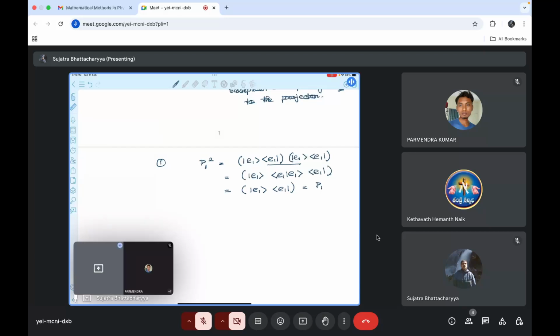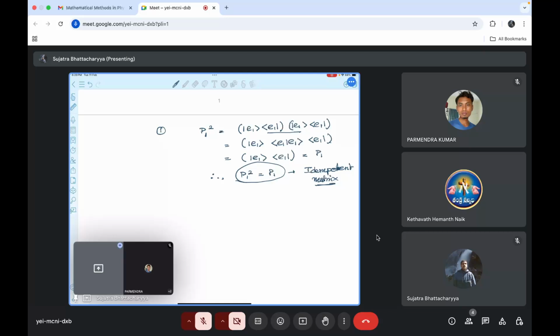So the interesting fact which we are getting for the projection vector is that P1 square is equal to P1, which shows that it is an idempotent matrix. Idempotent operator or idempotent matrix, whatever you want to say. Okay, so this is one of the things.